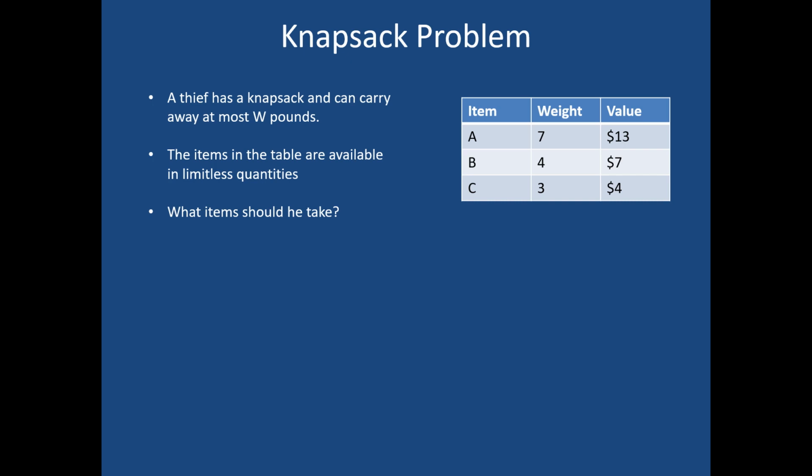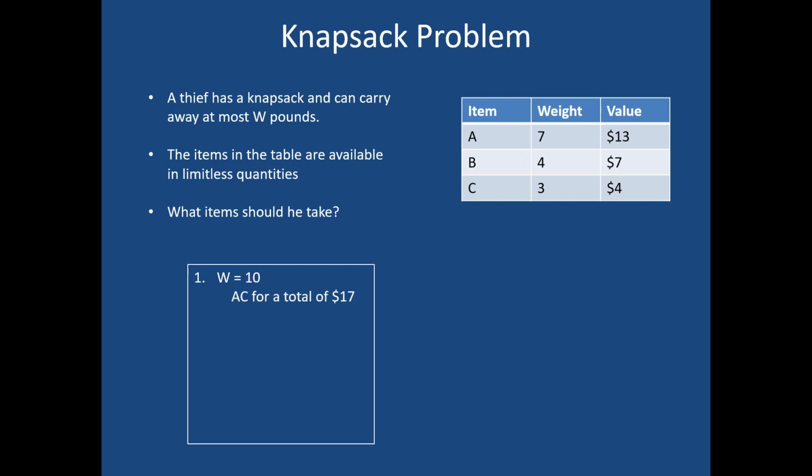And the idea is the thief needs to pack stuff into the backpack. Can't exceed the capacity of the backpack, wants the maximum value. So we want to find out the best we can do. So this is a famous problem. And I think we even solved these solutions last time, but you've probably forgotten. So if W is 10, what's the best the thief can do? Right, an A and a C gives you 17.